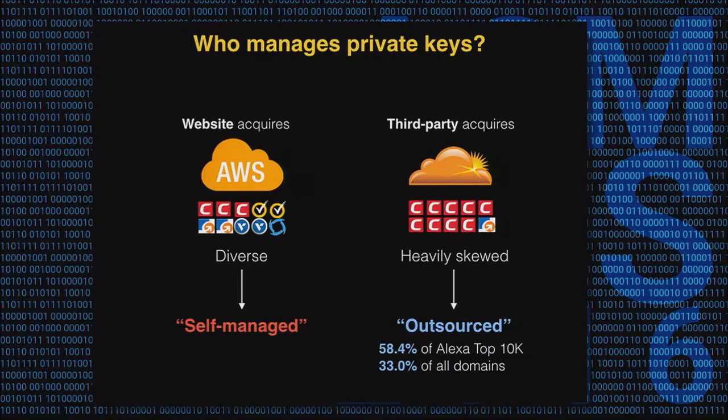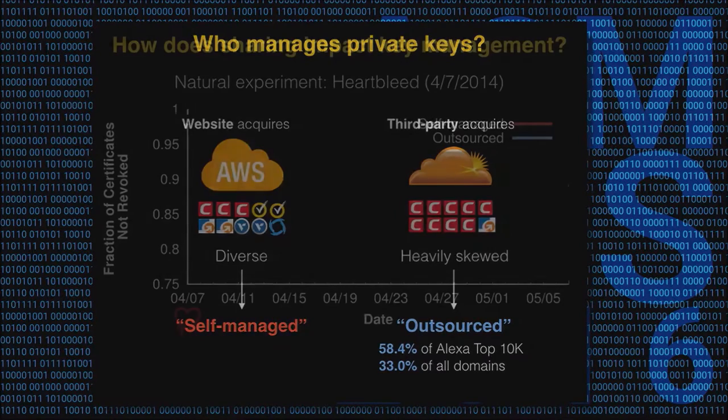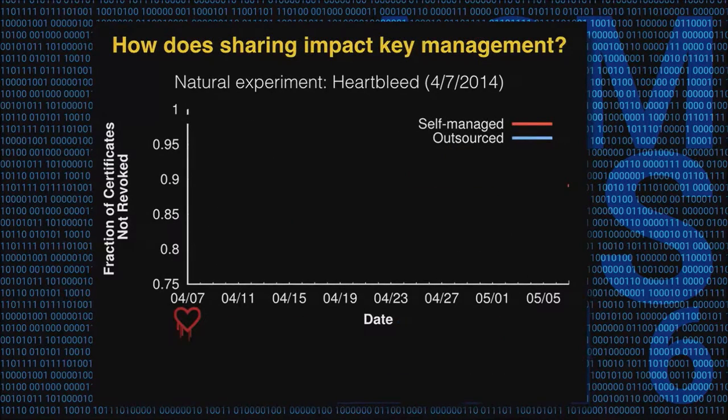So now we'd like to see, how do these two compare? Namely, which one leads to better management practices? There's a bunch of different ways you could evaluate this, and we'll address a few of them in the paper. But for the purposes of this talk, I just want to focus on one example, which is using the Heartbleed bug as a natural experiment to see how the hosting services reacted. When it was released in April 2014, everyone should have revoked and reissued. But this is a little bit different than what we found in practice.